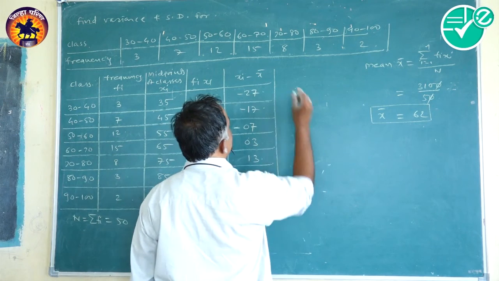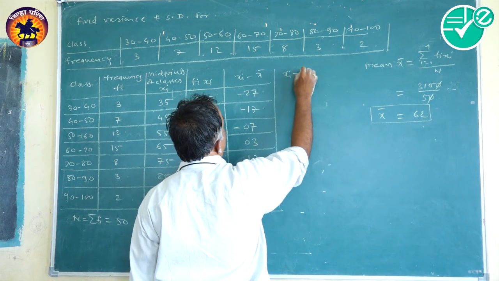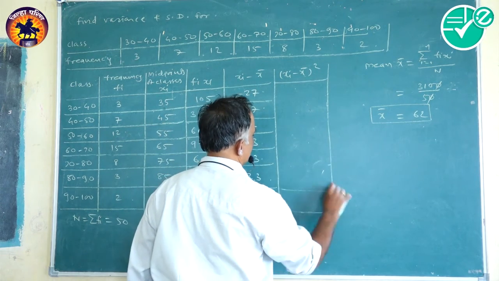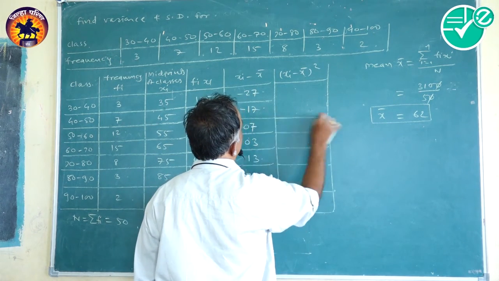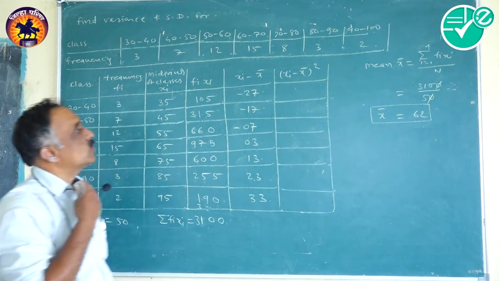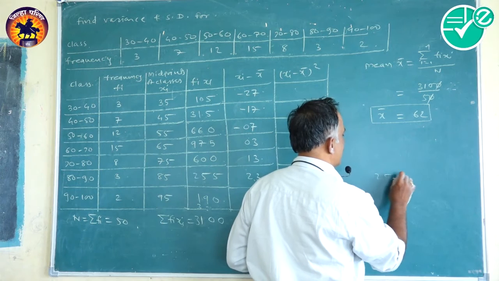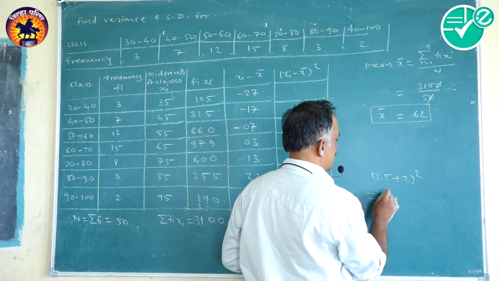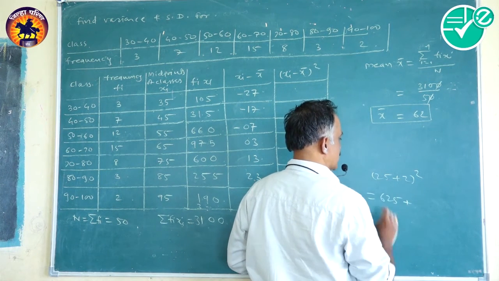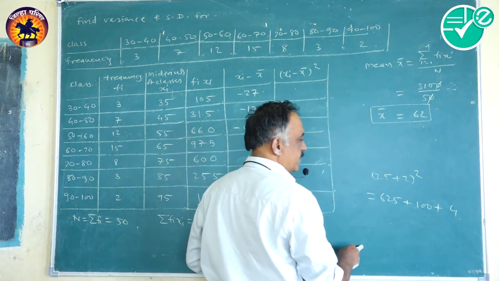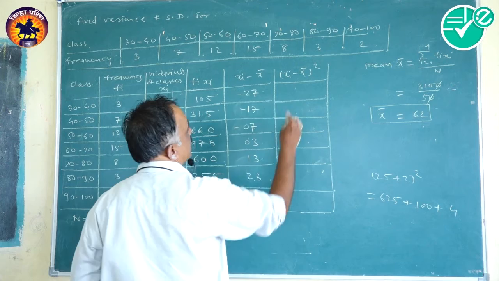Now I will have to take these squares. Xi minus x bar, whole bracket squared. Let's square them. 27 square. 25 plus 2, whole bracket square will be 625 plus 100 plus 4. 725 plus 4 will be 729.